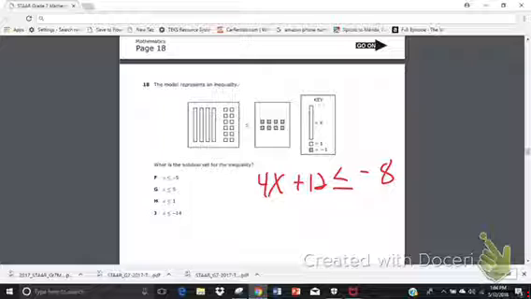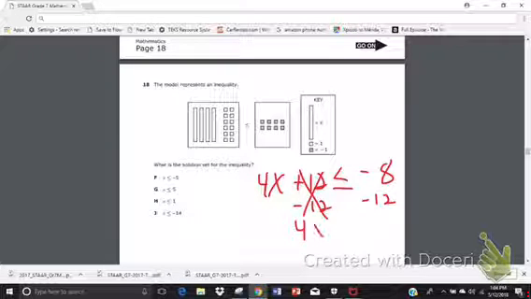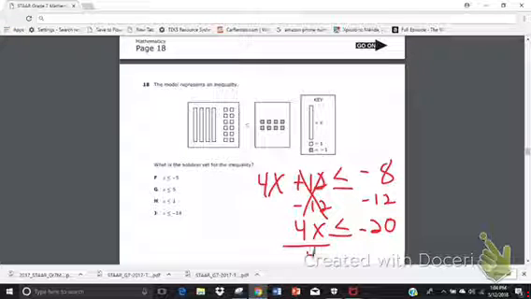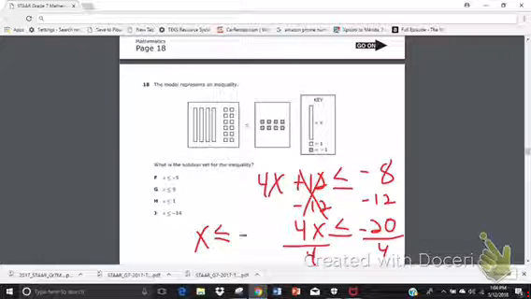So to solve this inequality, we need to do inverse operations. The opposite of adding 12 is subtracting 12. What I do to one side, I do to both sides. 4x is less than or equal to negative 20. The inverse or the opposite of multiplying x by 4 is to divide by 4. What I do to one side, I do to the other side. x is less than or equal to negative 5, ladies and gentlemen.